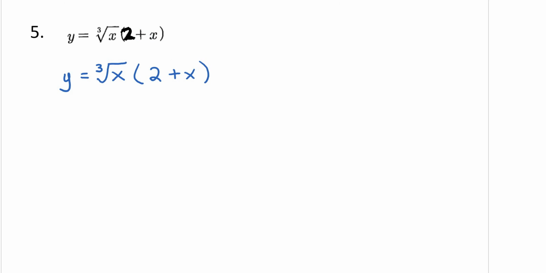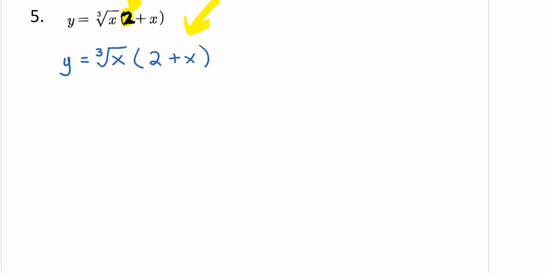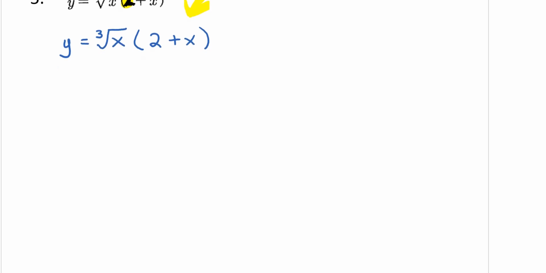I'm now moving on to the next question. Before I start the next question, the original problem didn't come out very nicely here. This is supposed to be a 2 here, so I'm just rewriting the problem down here. So the problem is y equals the cube root of x times 2 plus x. And the goal is I want to find the critical numbers here again.